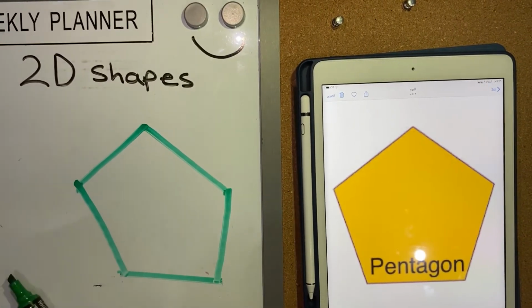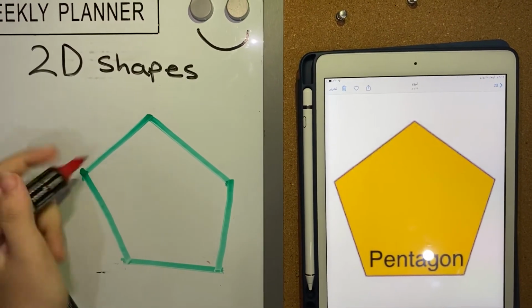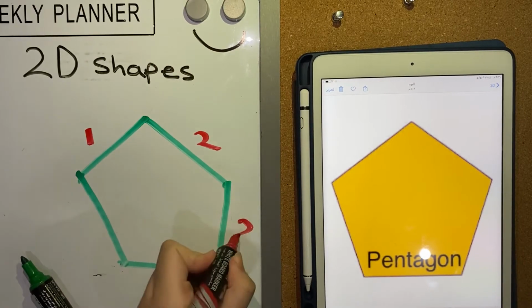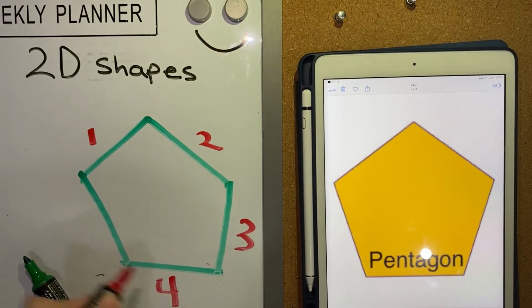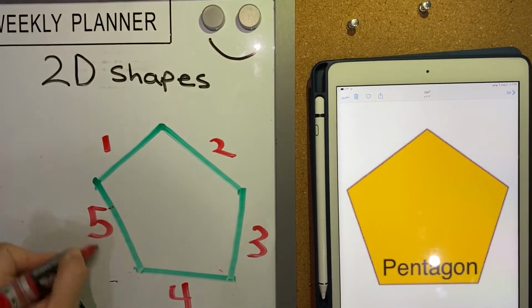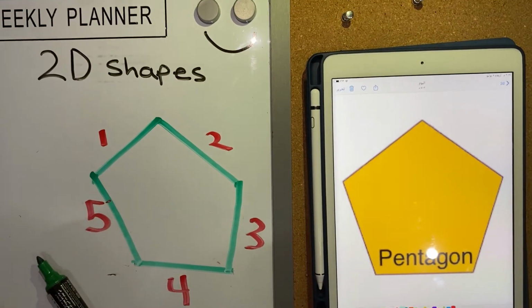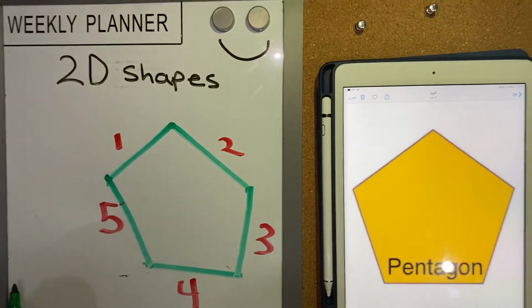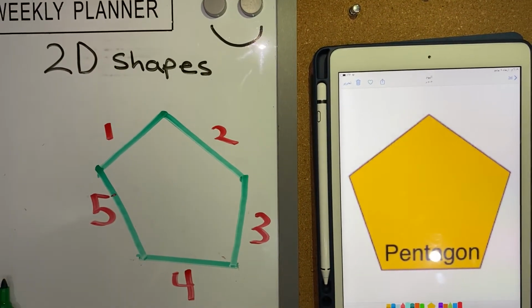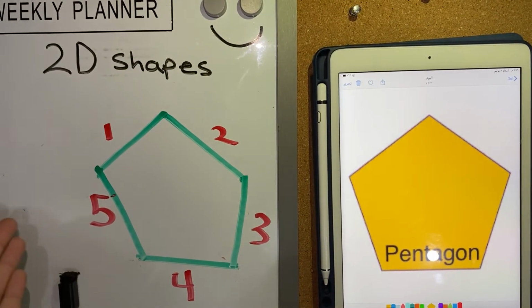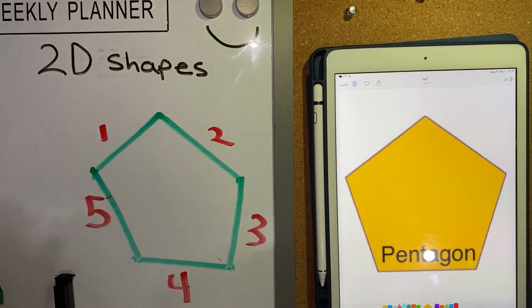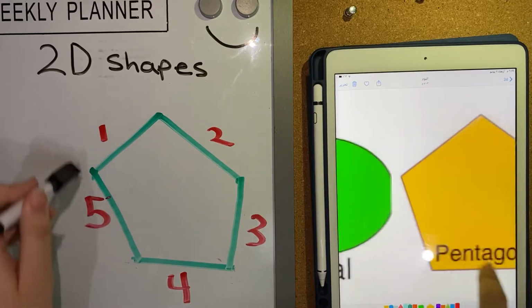The pentagon has 1, 2, 3, 4, 5 sides. So how many sides does the pentagon have? 5 sides. So pentagon has 5 sides. So let's go for the next one.